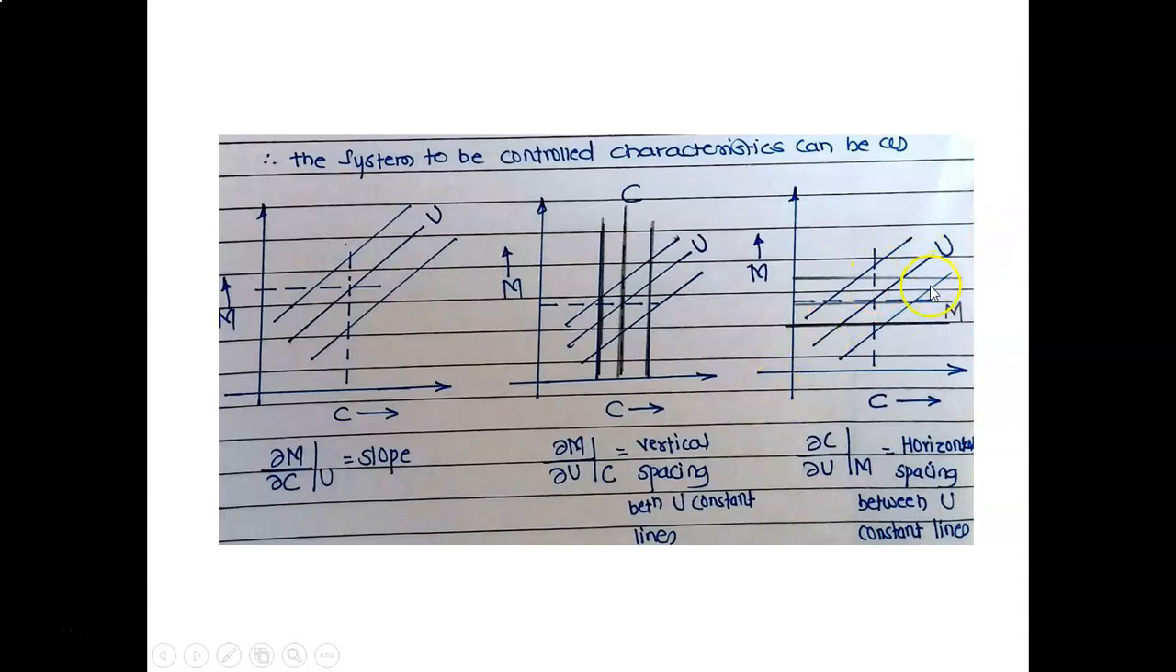This line indicates values of u. Whatever these inclined lines are, each line indicates a value of u. The distance between two u lines, that is the horizontal distance between two u lines, is known as horizontal spacing. Vertical distance between two u lines is known as vertical spacing.